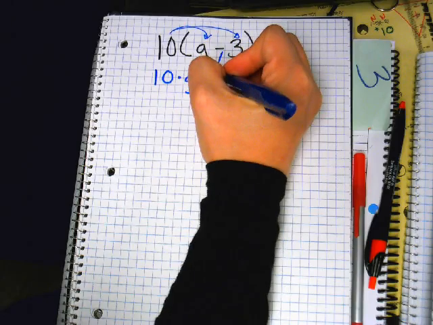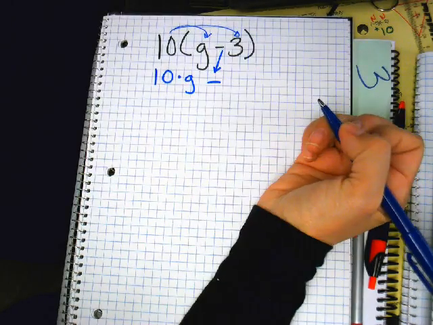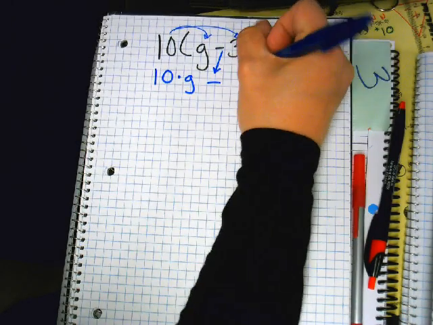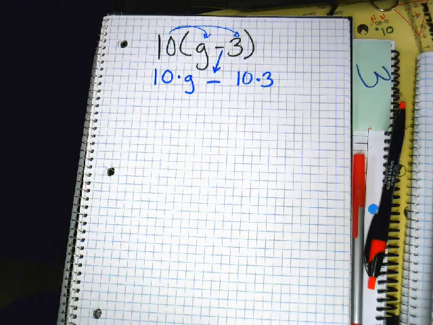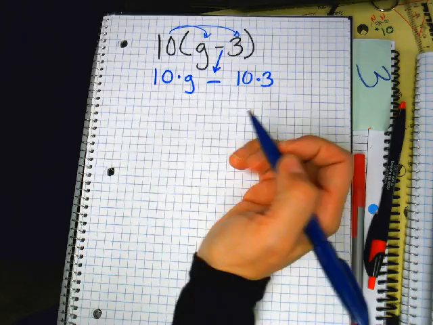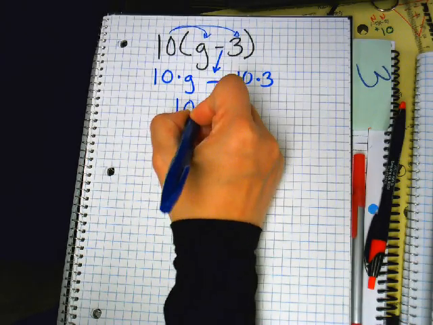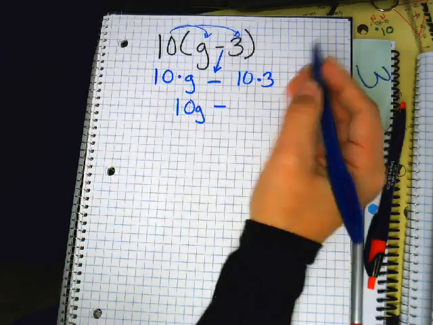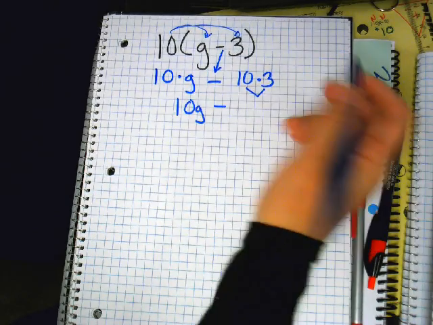Now you see how this is a minus? So we bring it down, minus 3. Then 10 times 3. Even though it's a minus, you just use it. What's 10 times G? 10G. Minus, do this math. What's 10 times 3? 30.